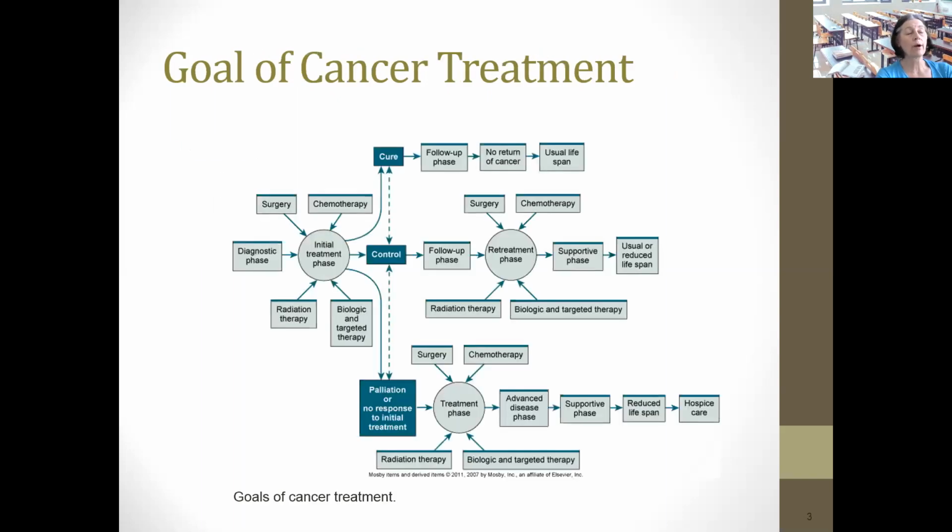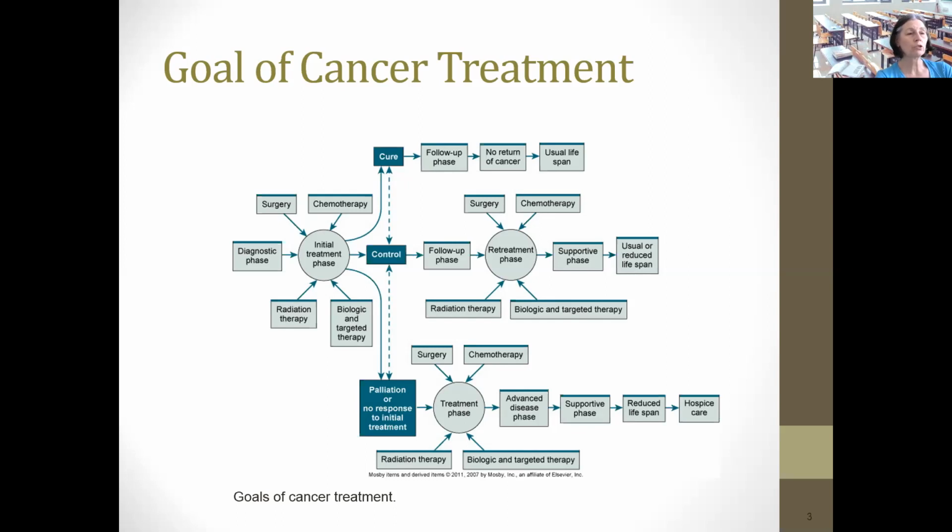So here is the graphic from your book that talks about the goals of cancer. There are multiple treatment paradigms. We have chemotherapy, surgery, radiation therapy, biologic and targeted therapies. And then of course the diagnostic phase is the first step. First we have to get you diagnosed, then we start treating you. Once the treatment plan is decided, we know that we're either going for cure, which is our first goal, we might be going for control, or we might be going for palliation.